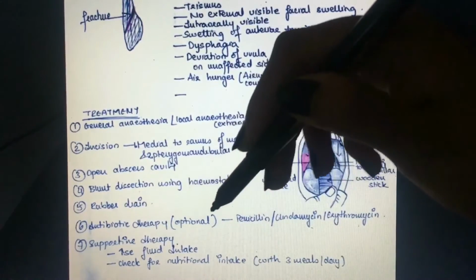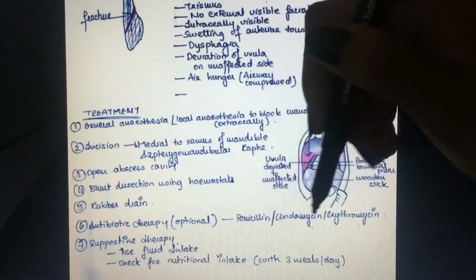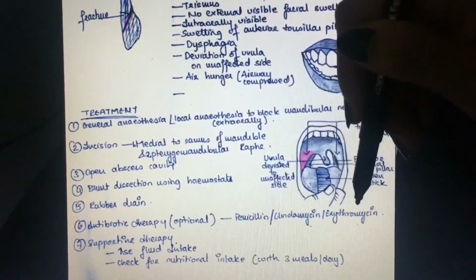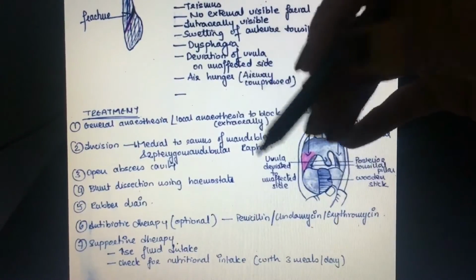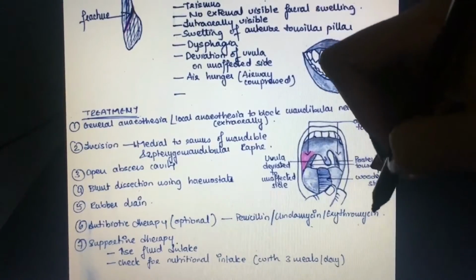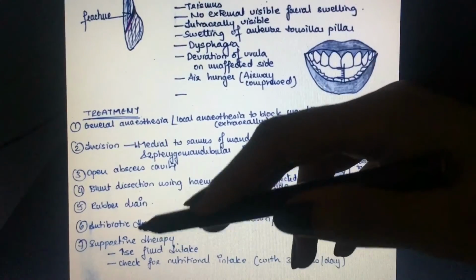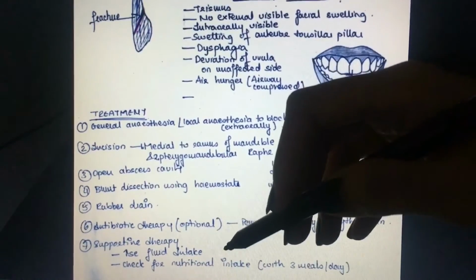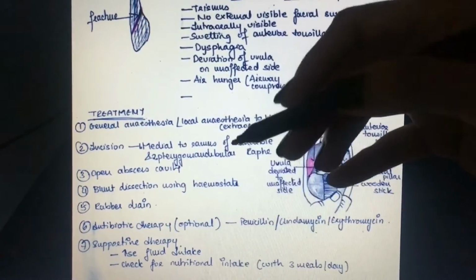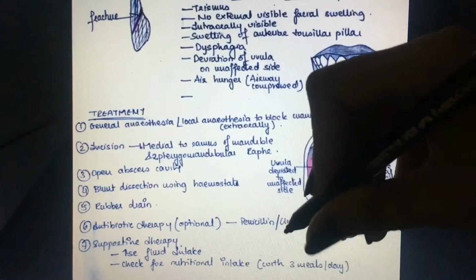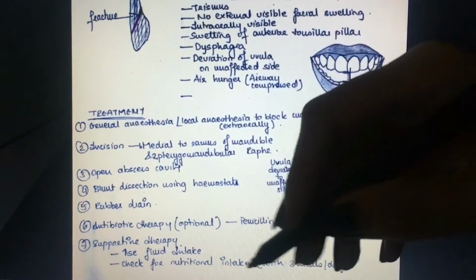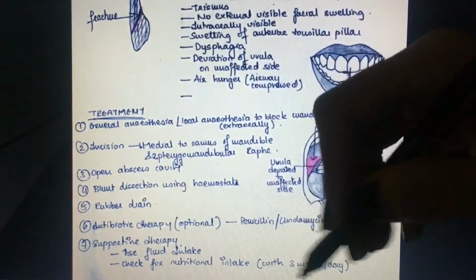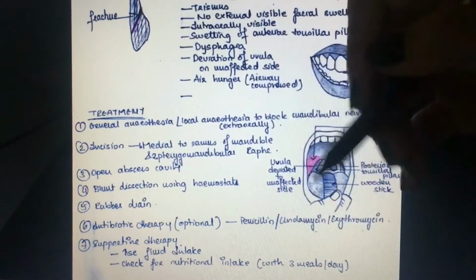After dependent drainage, we insert a rubber drain through the open abscess cavity and we pack it. Then the sixth step is the administration of antibiotics, that is either penicillin, clindamycin or erythromycin. According to the age, give the dosage. Seventh one is the supportive therapy. We recommend the patient to increase his fluid intake, and secondly we check for nutritional intake. And the last one is the maintenance therapy, where we recall the patient every 3 weeks for follow-up.